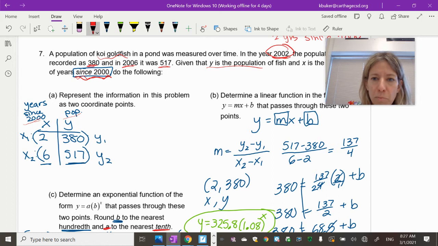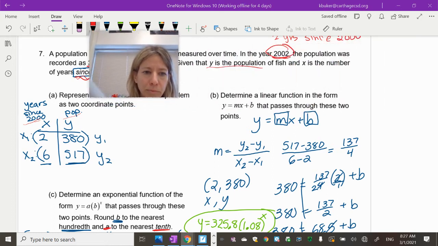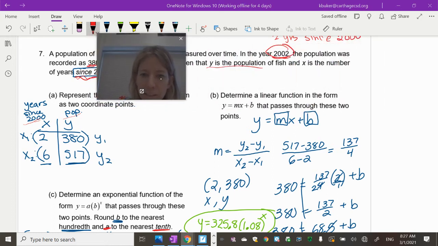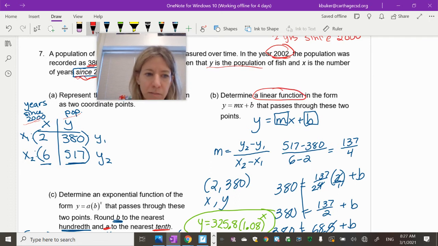Okay, so for part B, it says determine a linear function. Okay, if they give us 2 points, we can make different types of functions through those 2 values. So they're asking us linear, so we start with y equals mx plus b. And for a linear, instead of solving for a and b, we need to find the m and the b.